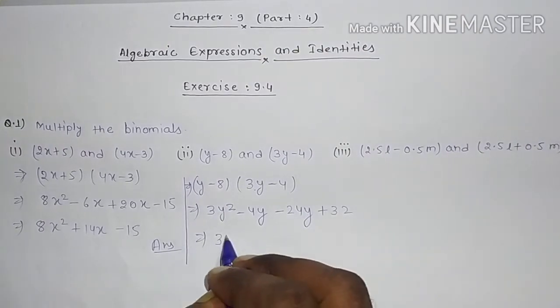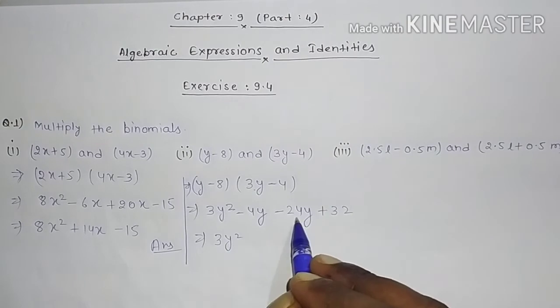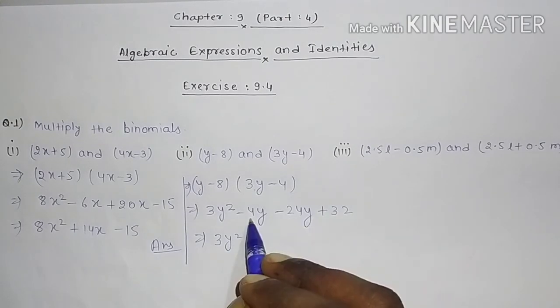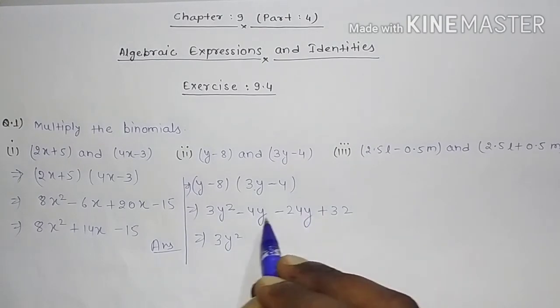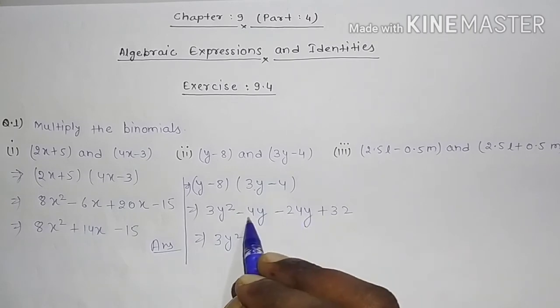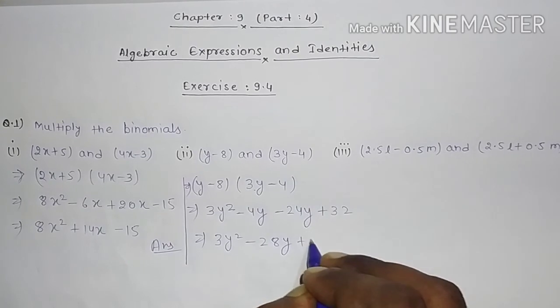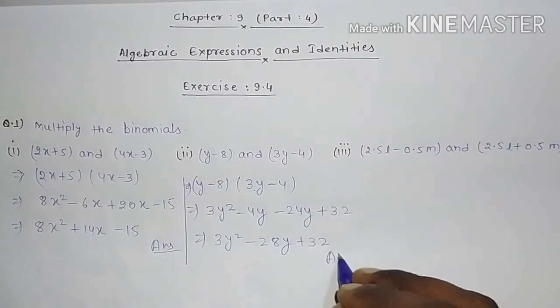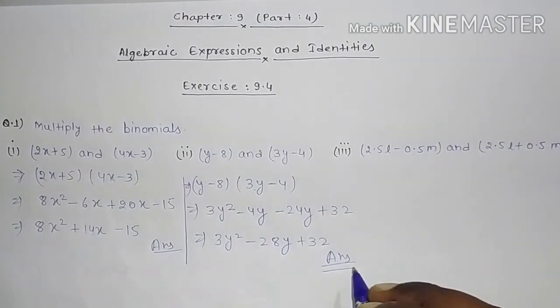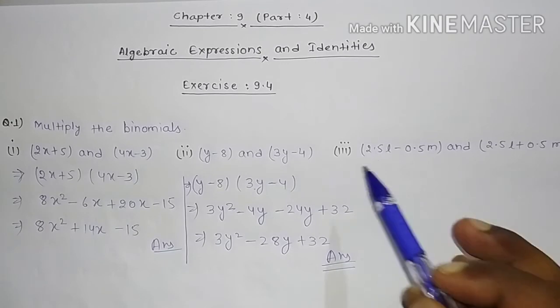Now this is 3y square, minus 4y and minus 24y. These are the like terms, so they will be calculated. Minus 4 minus 24 is minus 28y, plus 32. Now this is the answer. Now question number 3.